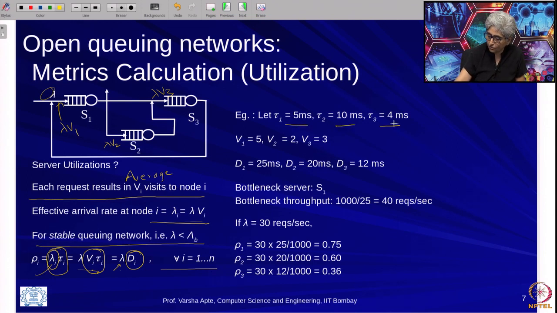5, 10, 4 is the per visit service time, but visits are 5, 2, 3. So actually this inflates to 25. D2 is 20, and S3 service inflates to 12. Okay, so that is really what the total is required by each request.